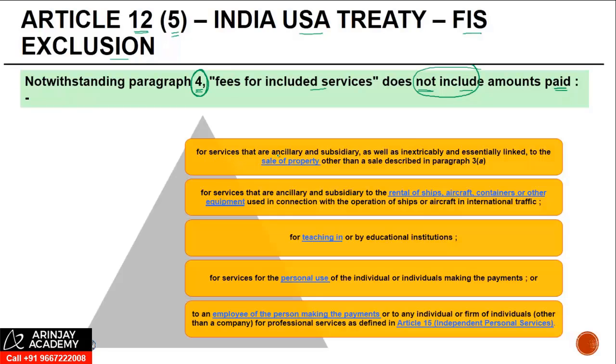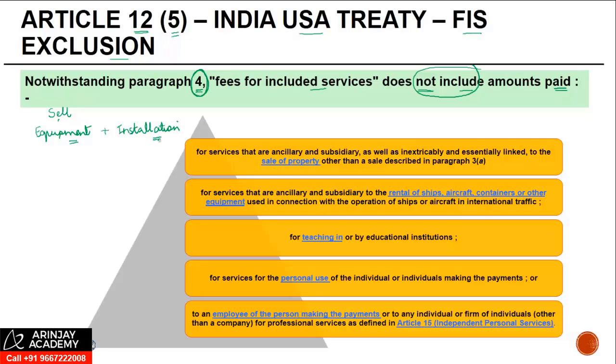For services that are ancillary and subsidiary, as well as inextricably and essentially linked to the sale of a property other than a sale described in paragraph 3A. Now, what this means is that if I'm, let's say, for example, selling an equipment, payment for the right to use an equipment amounts to royalty. But if I sell an equipment and I provide some services in relation to installation of that equipment.